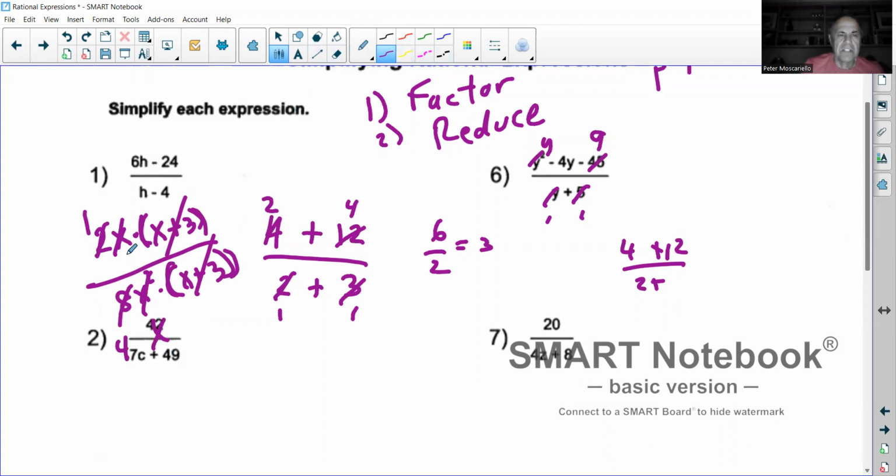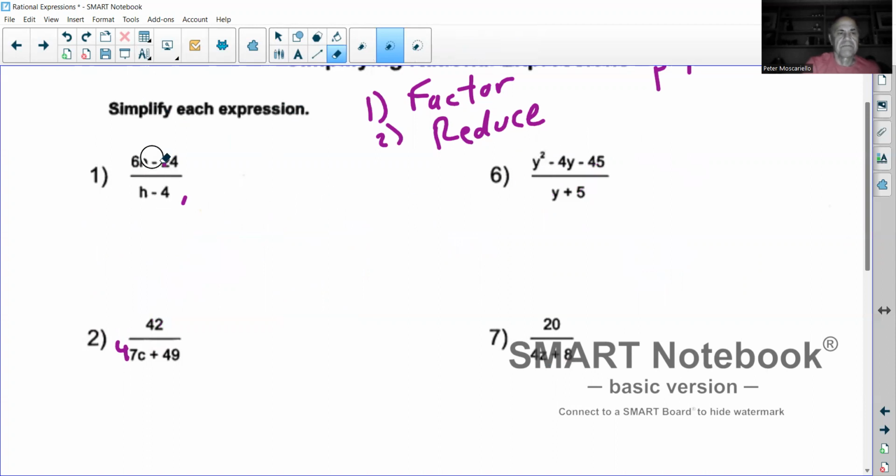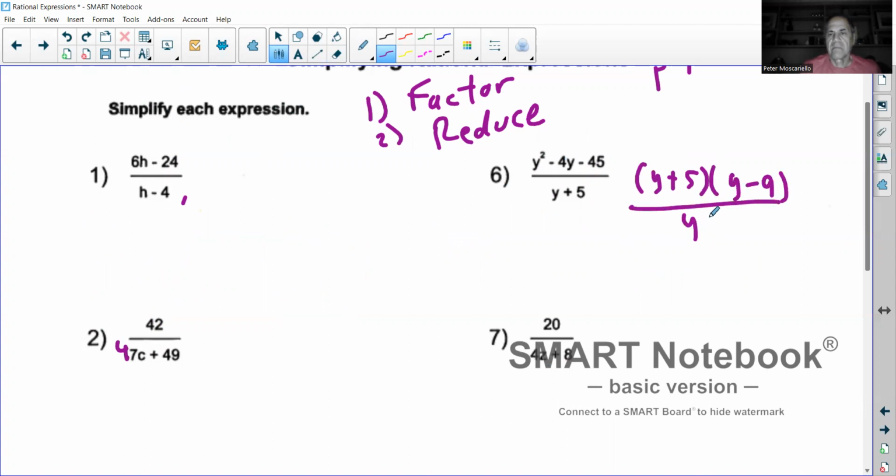Well, why can I cancel it now, but I couldn't cancel like the h's here? Because that 6h is being subtracted. This 2x is being multiplied. So that's why we must factor first, factor and reduce. I was not kidding when I told you factor and reduce. So like number 6 here, we factor the numerator, y plus 5, y minus 9. That's just simple FOIL factoring. And now that's a factor that can cancel with that entire binomial. Answer y minus 9.